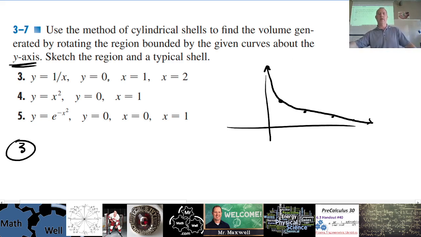And we're going to go from y equals 0. So that is this boundary here. y equals 0, x equals 1. So here's 1. It's a boundary there. And x equals 2. So here's 2. Okay, so it's this region right here that we want to rotate through space about the y-axis.